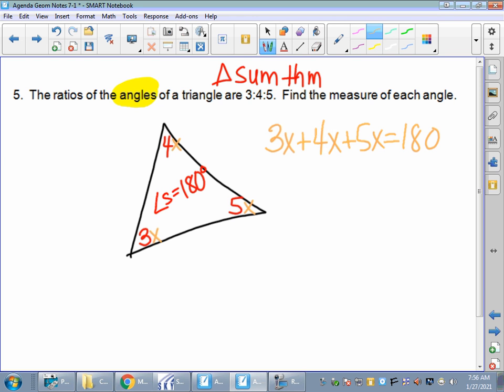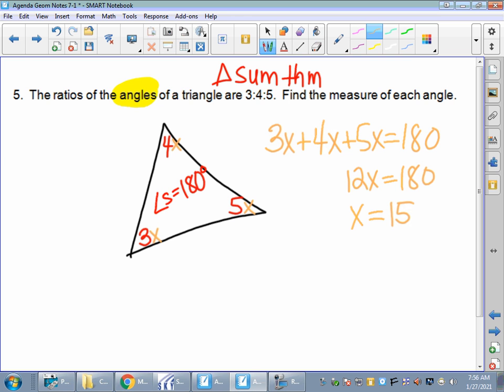Well, that seems even easier than the last one. So what is that, like 12x equals 180? Divide both sides by 12, and x is something like 15. But we're not done, right? It says, what are the measures of each angle?